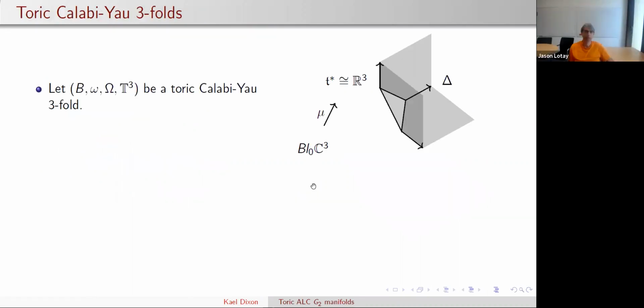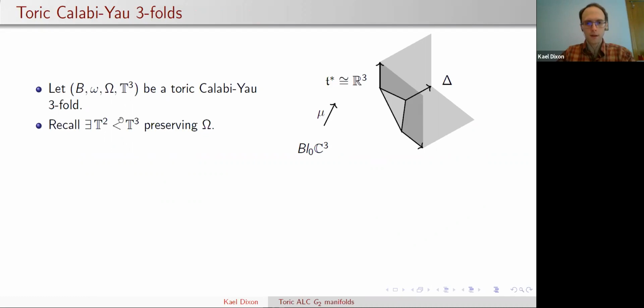Okay. Now what happens if you're in a G2 setting where you have the SU(3) structure? So you have some kind of a thing like this, and this is the symplectic moment map. But we also have this two-dimensional torus, which preserves the complex volume form. So we might want to draw a picture that is more focused on this two-dimensional thing.